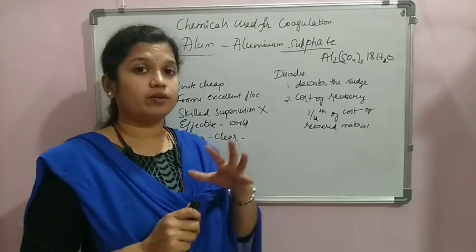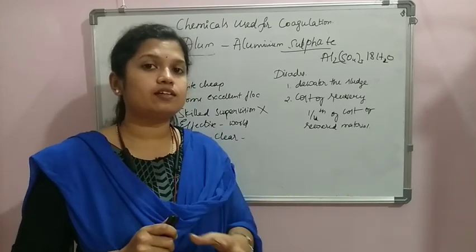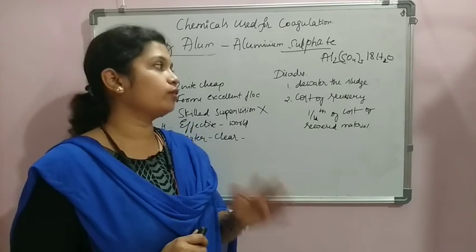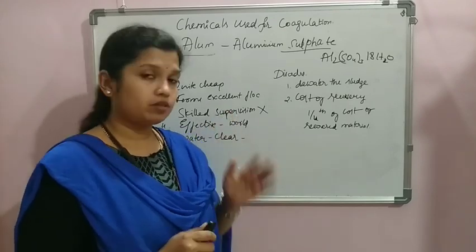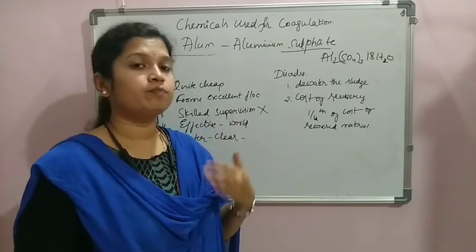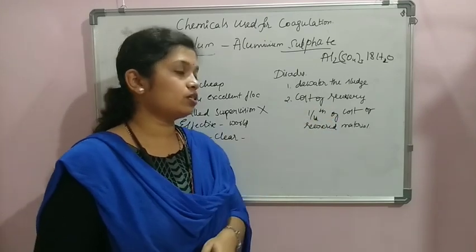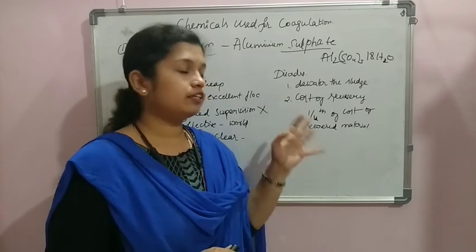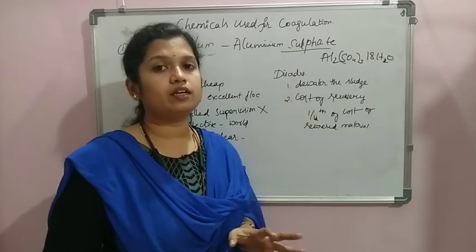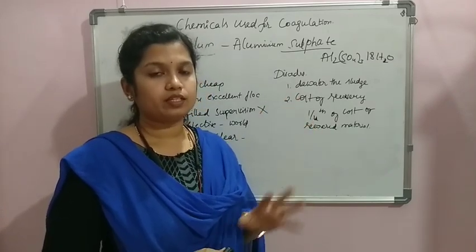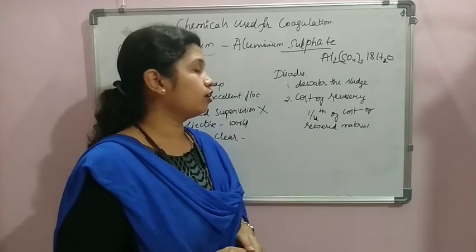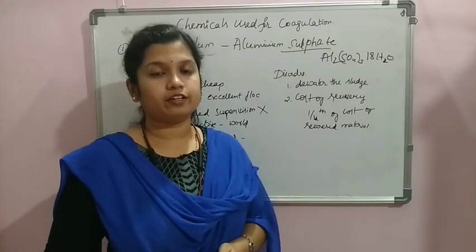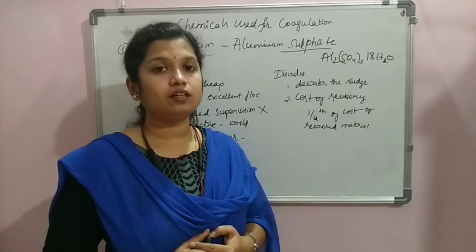That means when we want to get the dry sludge for disposal, it is very difficult to get. The cost of recovery, what we spend, is around 1/4 of the cost of the recovered material. Because of this, the recovery of the sludge, the material that has settled, is very difficult. These are the disadvantages with the use of alum as a coagulant. Next, let us check another coagulant.